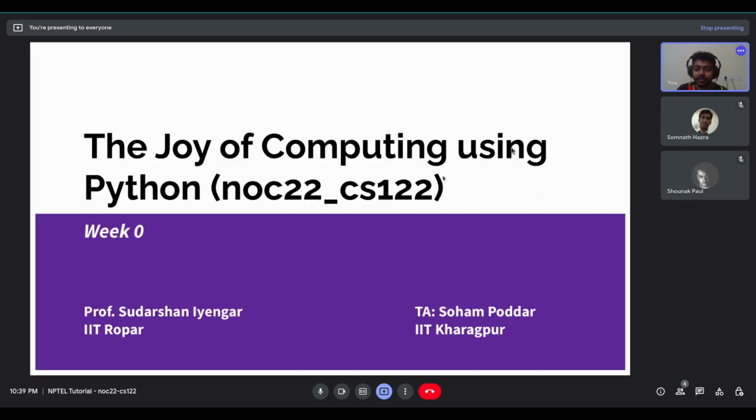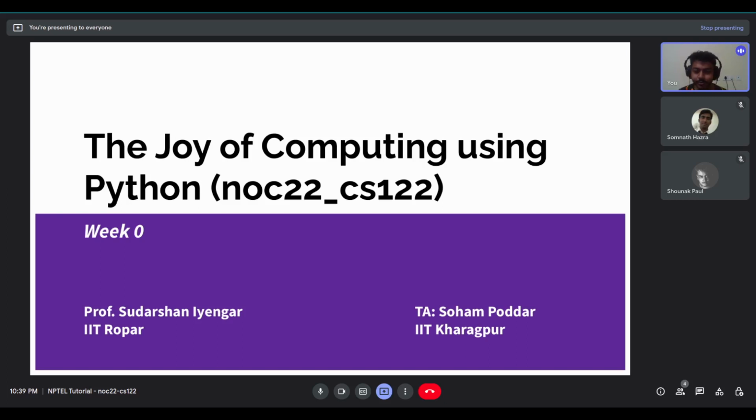Okay, so welcome to the course The Joy of Computing Using Python. And this is the week 0. So no computing, no programming yet. This is just a brief introductory session. So we'll just be discussing some basic problems, which will give you an idea of how these sessions will go. I am Soham Poddar from IIT Kharagpur. And we'll be doing some questions from the previous year's course.